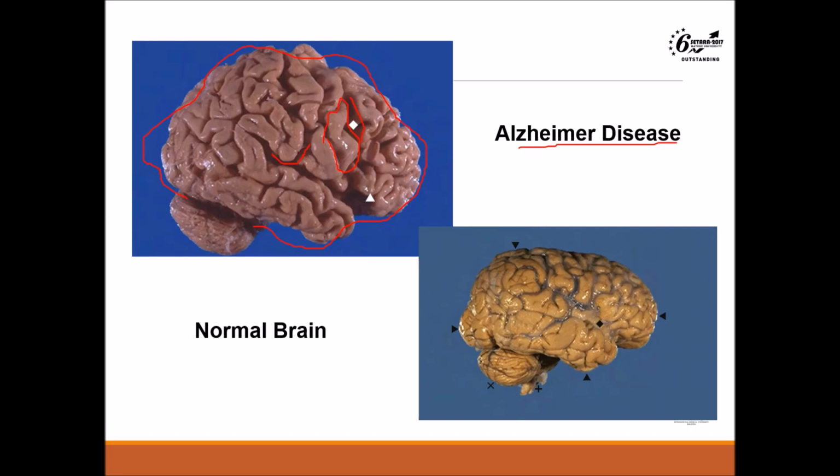It's compared to the normal brain shown in the image on the left. So this is the normal brain specimen. As you can compare here, in Alzheimer's disease there is an atrophy of the cortex and widening of the sulci because of the cortical atrophy.